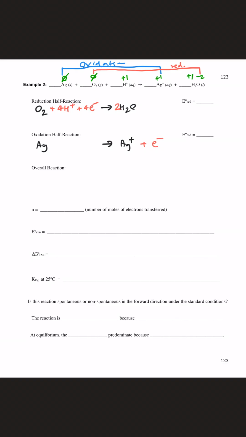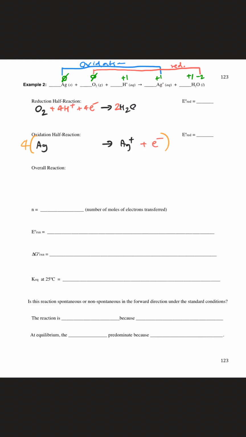And as you see, in order to combine these to get the overall reaction, you need the number of electrons to be equal. Therefore, you need to multiply this oxidation half reaction by 4 in order to make the number of electrons equal. Once the number of electrons is equal, then you can combine the reduction and oxidation half reactions.